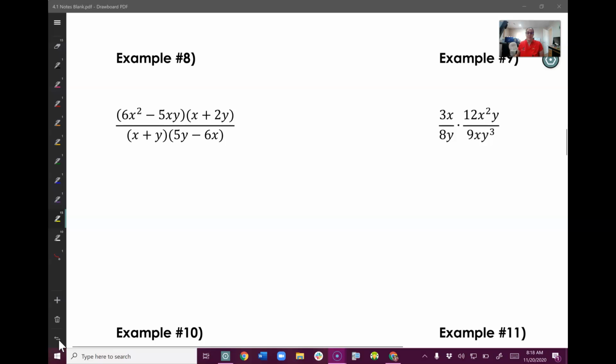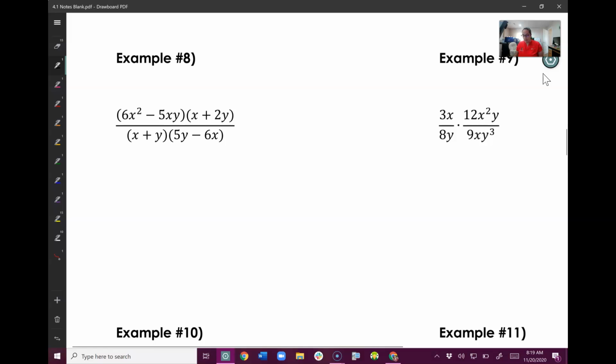A glue term is anything that has a plus or minus in it, because that plus or minus glues everything together so that I cannot get rid of them separately. I have to get rid of them together. So if we look at example number 8, it looks like I have 4 different glue terms going on here. And I can only get rid of them if they're identical. So whenever we have a glue term, the only thing we can do is check for GCF or factor it.